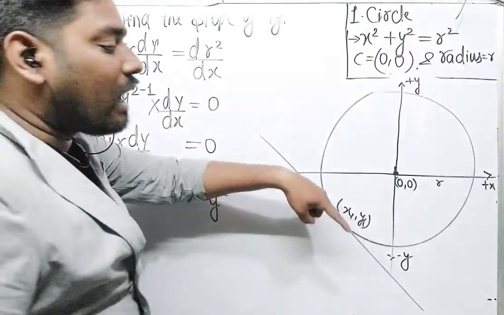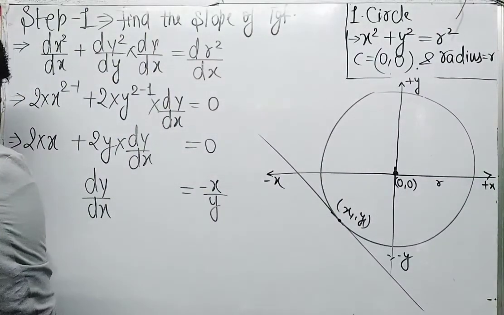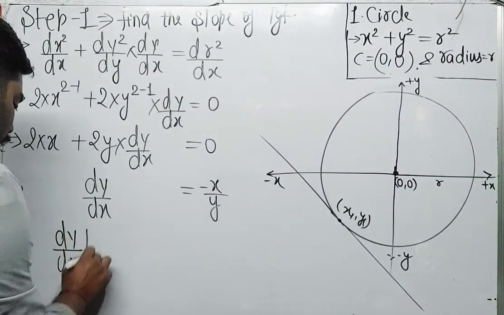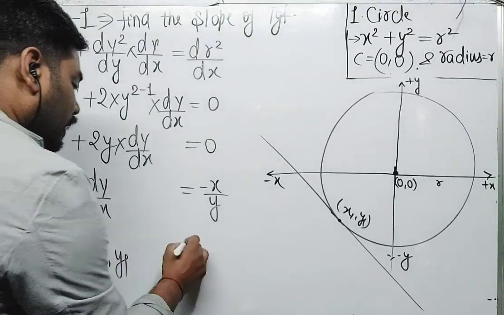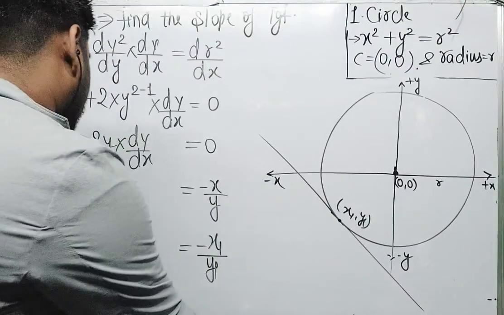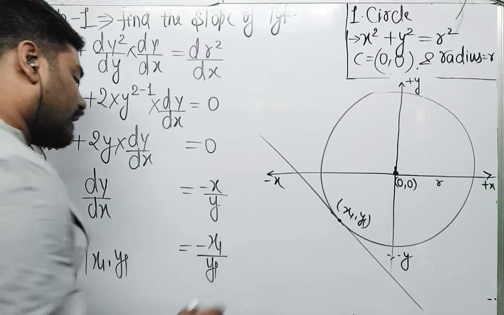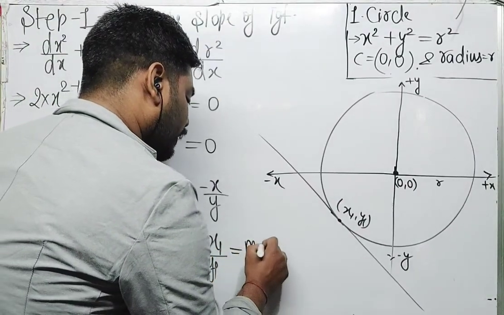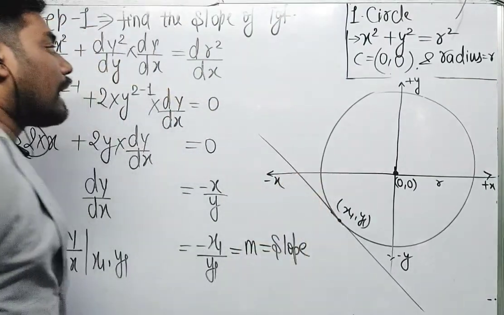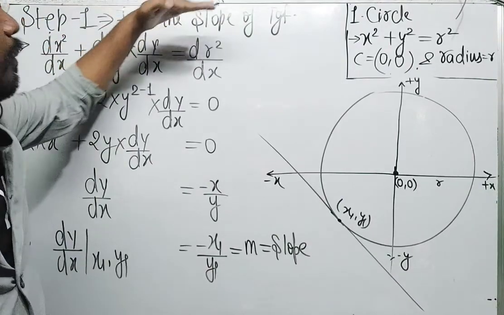So find the slope of the tangent at point x1 y1, because you have to find the slope at x1 y1. In this case, the slope at x1 and y1 is equal to minus x1 divided by y1. Just put the values of x1 y1 into the slope. This is considered the slope of the tangent. Understood? Now this is the step to find the slope of the tangent.